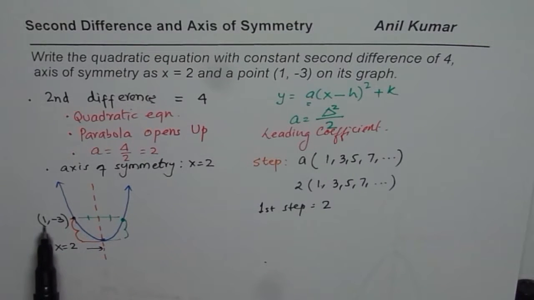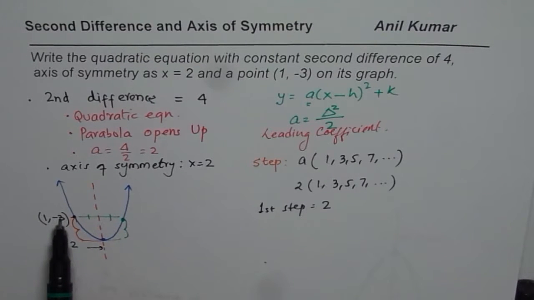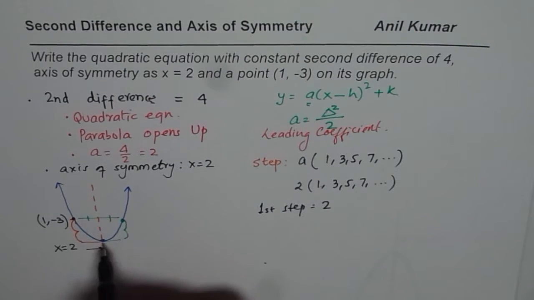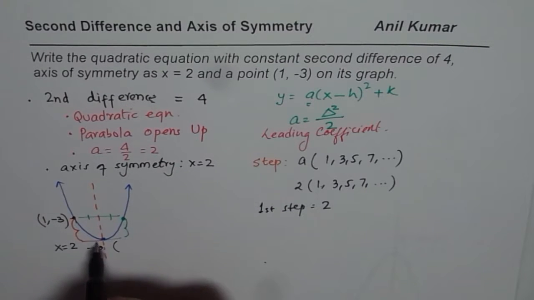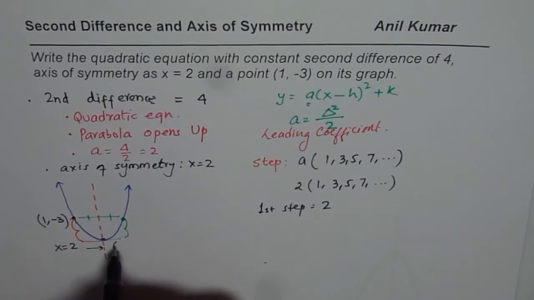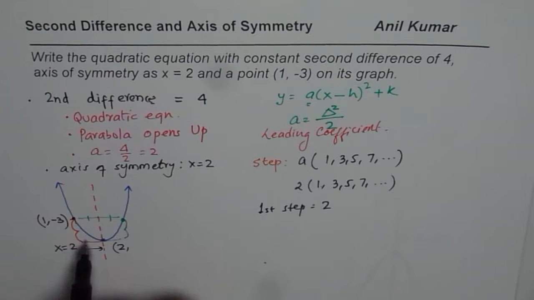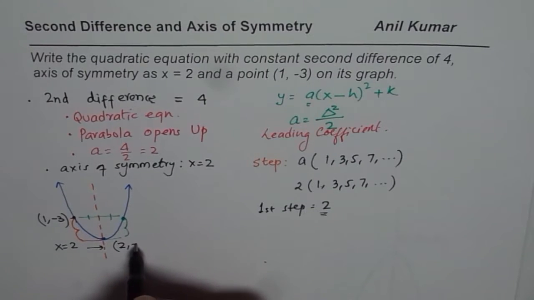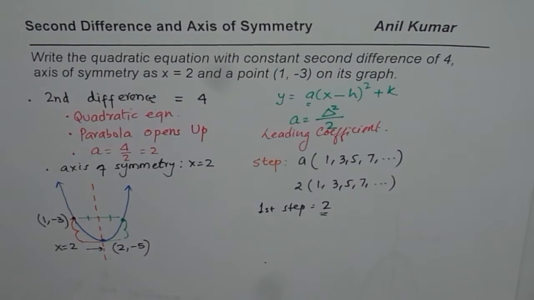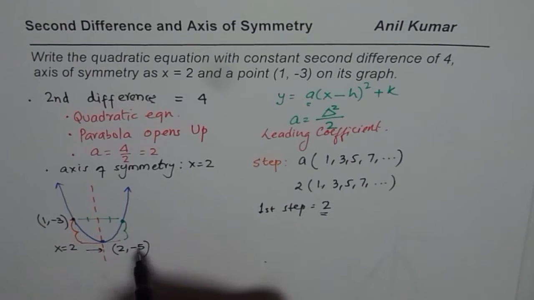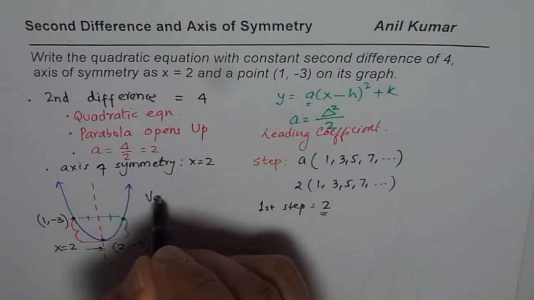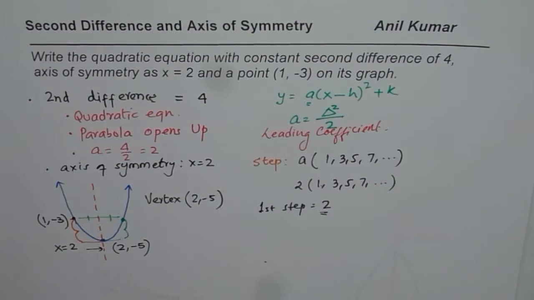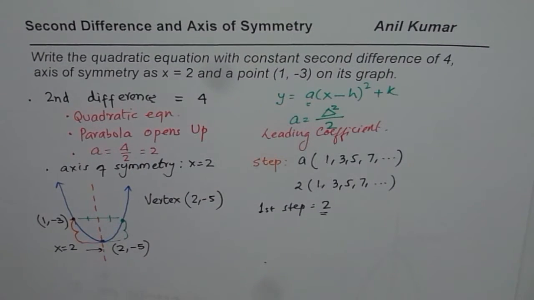So if I know that the y value is -3, then what is the value of my vertex? Minimum for this parabola should be how much? Of course, x value is 2. The y value is 2 less than -3, because the step is 2. 2 less than -3, which is -5. You get the idea, right? So from here, what we get really is the vertex. So the vertex for us is (2, -5). I hope you appreciate it. That is the beauty of this.